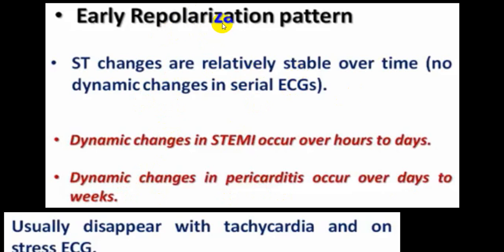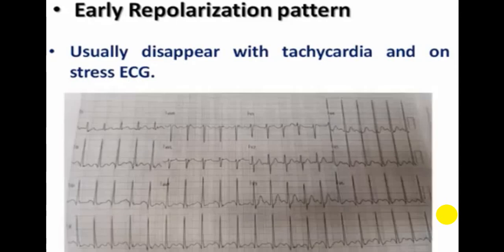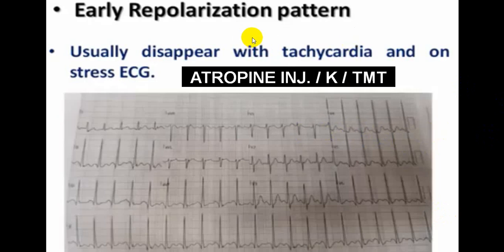But these changes may disappear with tachycardia or on stress. If you ask the person to have TMT, those changes, ST segment changes, notch, etc. will disappear. Or if you give atropine and produce tachycardia, or if you give potassium, or you take ECG after TMT, it will change over. See here, with tachycardia, it has disappeared. That early repolarization pattern has disappeared. So either with stress test or with atropine or potassium, those changes will disappear.